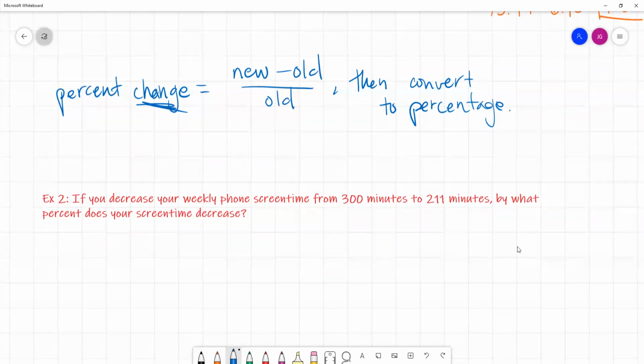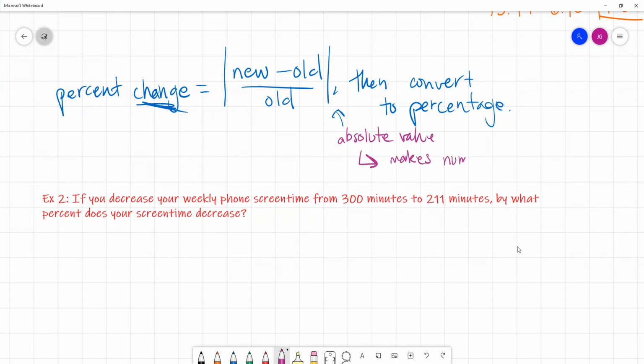Oh, and one last thing I forgot up here. We're going to actually put these bars on this. These are absolute value bars, if you remember from algebra 2. And hopefully you remember what the absolute value does. If you don't, what absolute value does is it makes the result positive.